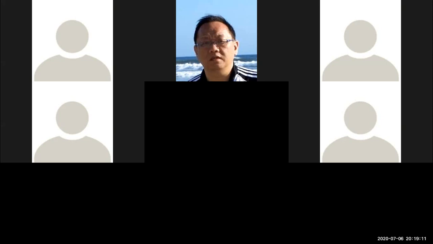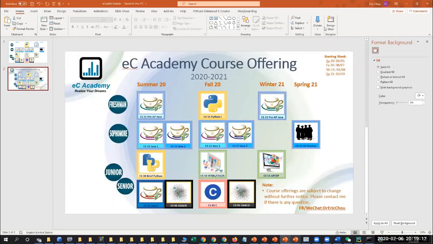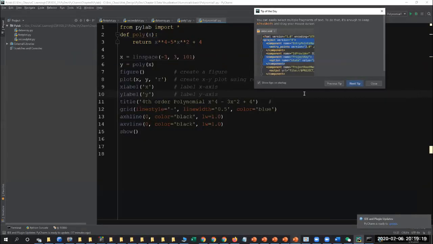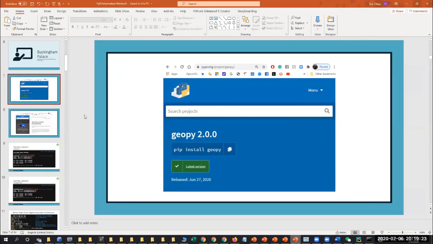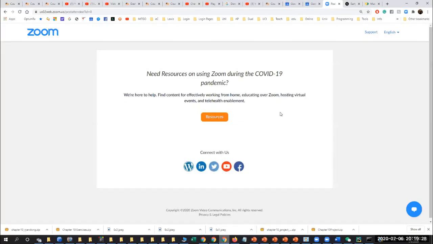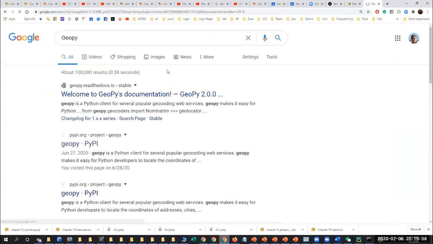I told you, the installation is very tricky for Python. You must follow my instructions, otherwise it would take a long time and you will not be able to get out. Anyway, this GeoPy is a package, and if you want to see the documentation for GeoPy itself, you will be able to do a lot of things.